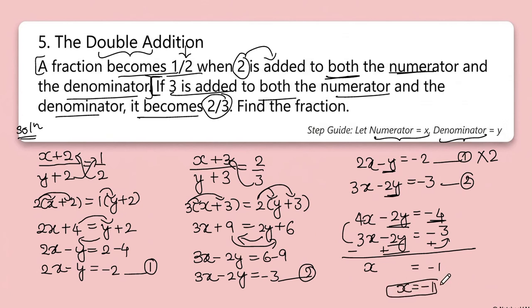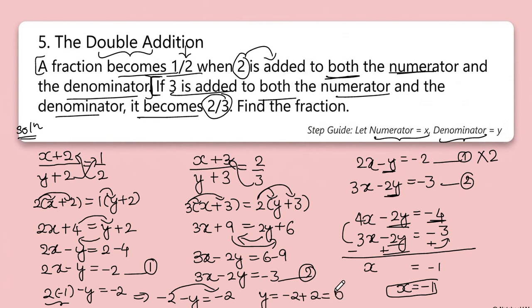Now substitute the value of x in one of the equations. So let's put it in equation number 1. So 2 into minus 1 minus y is equal to minus 2. Okay. So from here 2 into minus 1, which is nothing but minus 2, minus y is equal to minus 2. So if we take this minus 2 that side, what you will get, y is equal to minus 2 plus 2. Okay, so we are getting 0, but that is not possible. Let's check. Okay, so the method is correct. We are getting y is equal to 0.